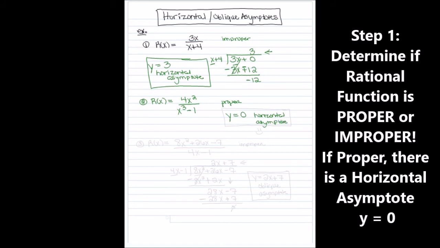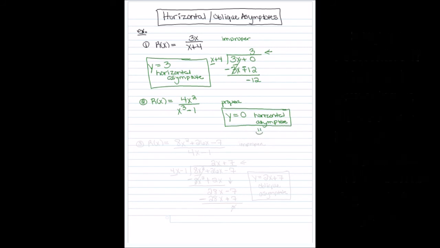Whenever you have a proper rational expression, no work is needed. You just say y is equal to 0, horizontal asymptote. So yay to no work. Let's look at a third example.